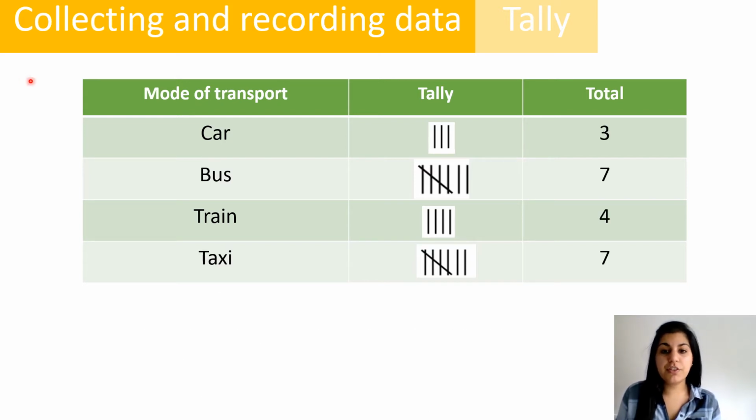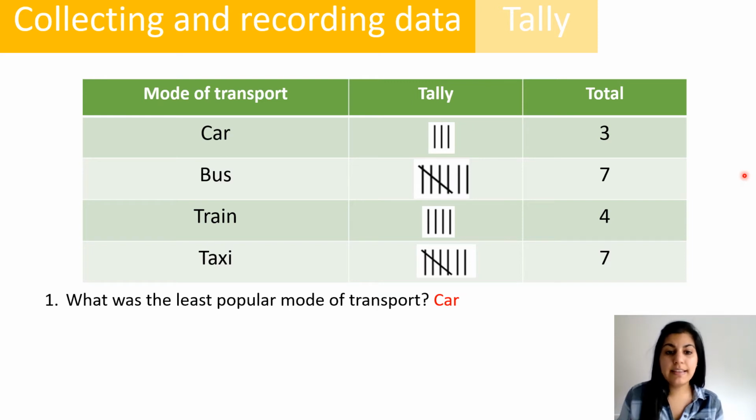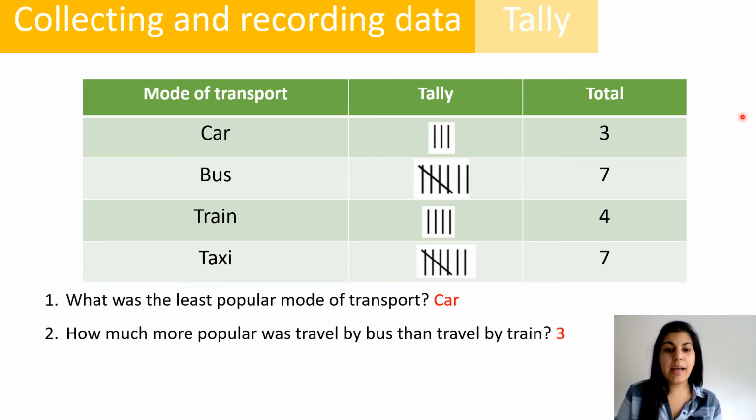So the first thing you should have done is filled in your total column. So we could have seen that 3 people travelled by car, 7 people by bus, 4 people by train, and 7 people by taxi. Now let's have a look at our questions. What was the least popular mode of transport? You should have had car because that was the smallest number with only 3 people. How much more popular was travel by bus than travel by train? I can see that bus had 7 people, train had 4 people, so 7 take away 4 is 3.